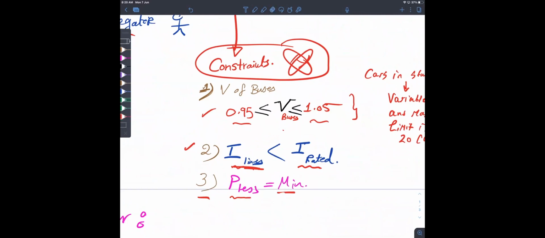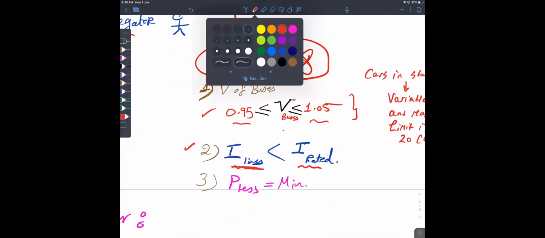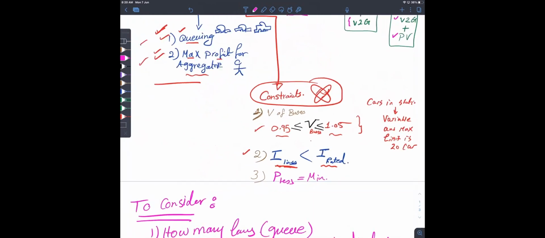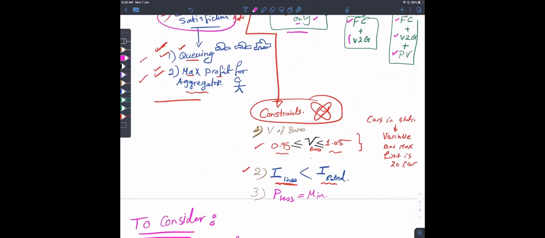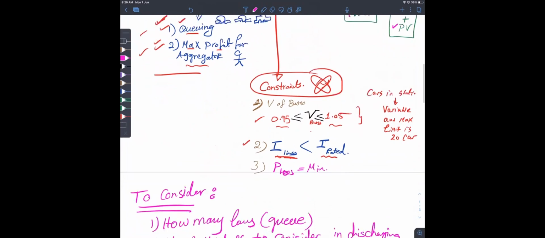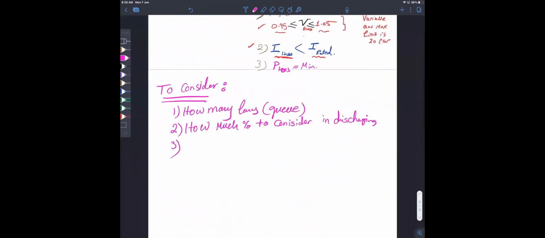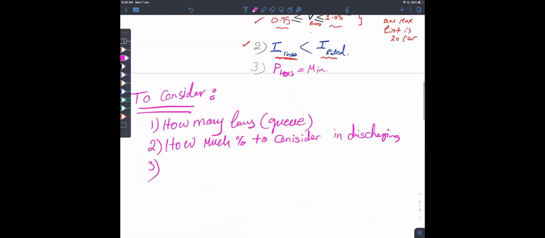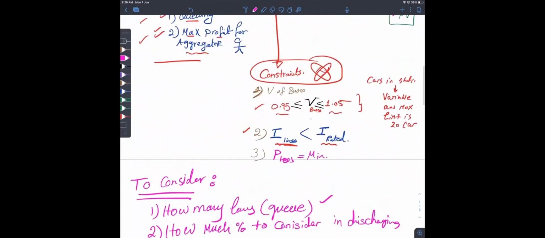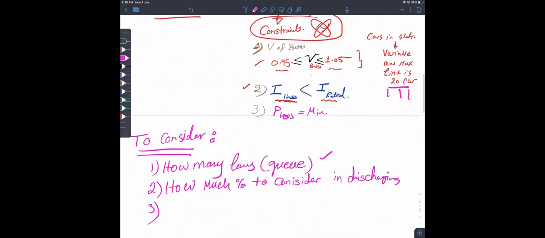The power losses should be decreased, we don't want high power losses. Okay, so here I wrote 2 points to consider. For example, how many lanes in the car? Here I said 20 cars, like 3 lanes, for example like a gas station, a petrol station. But it's fine, I can limit it to 20 cars.